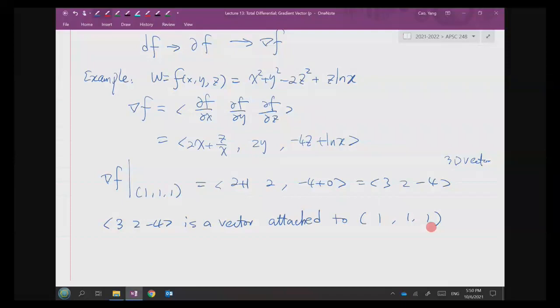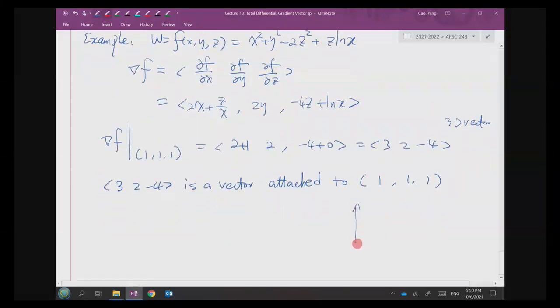So where's 1, 1, 1? First pinpoint that. If you have a computer, you'll easily do that. So 1, 1, 1 is somewhere here. And then this vector, I'm just drawing it. It's not necessarily pointing this way. So 3, 2, negative 4. That's how you illustrate this vector. You can imagine if I pick a different point, then I will have a different vector. Then I can attach the vector somewhere else. So basically you can get a whole bunch of vectors. That's what we're going to actually cover. It's called a vector field. In this case, it is a gradient vector field.